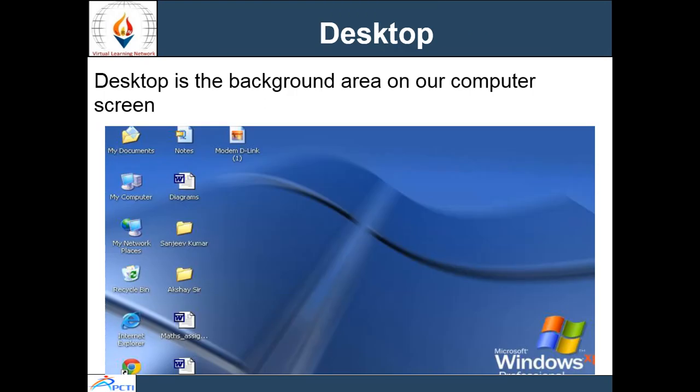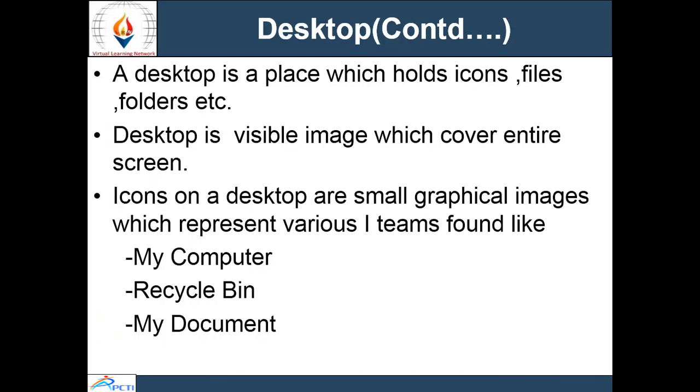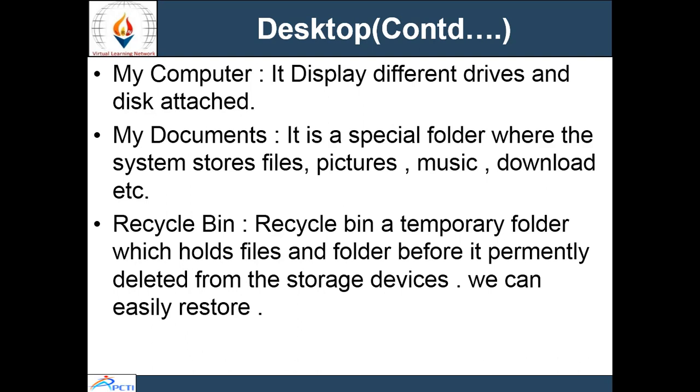Desktop. Desktop is the background area on our computer screen. A desktop is a place which holds icons, files, folders, etc. Desktop is a visible image which covers the entire screen. Icons on a desktop are small graphical images which represent various items like My Computer, Recycle Bin, My Documents. My Computer displays different drives and disks attached.